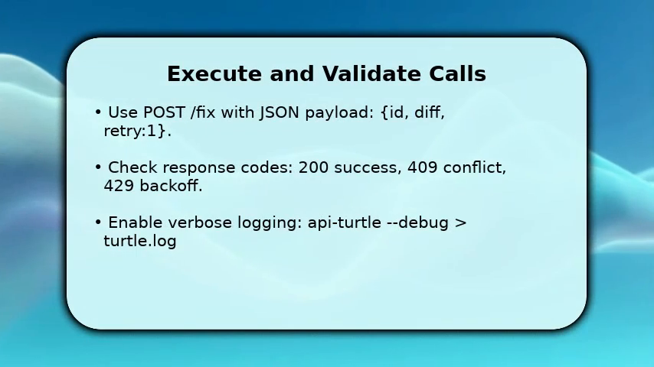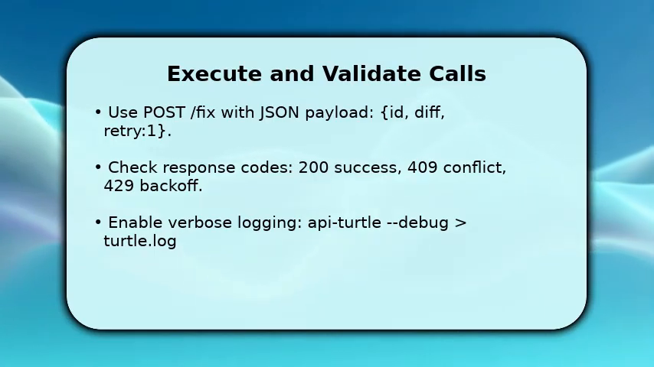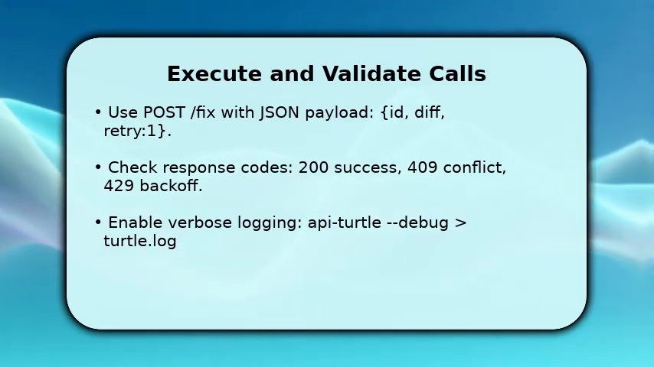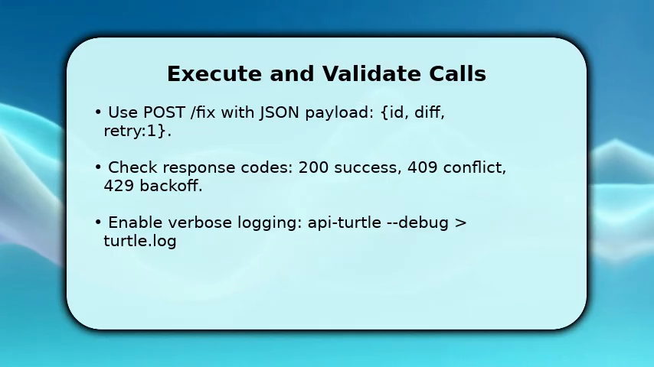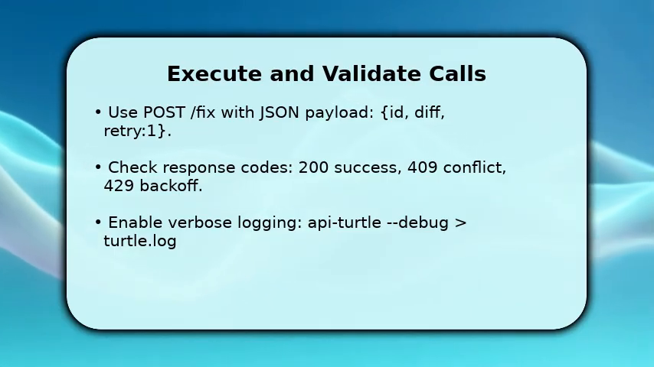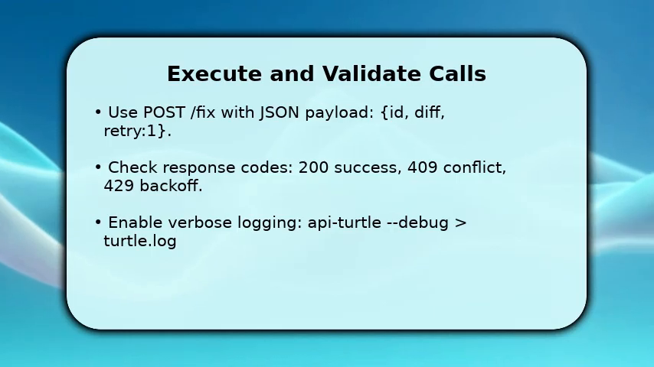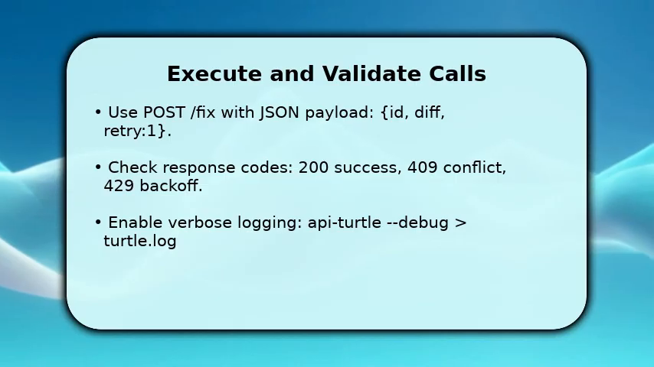You now construct the fix request. Create a minimal JSON payload with ID, diff, and retry flags, then send POST /fix. Make sure to inspect status codes. 200 means accepted, 409 indicates conflict needing a merge, and 429 forces exponential backoff.